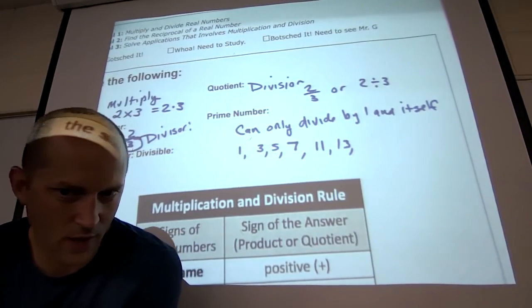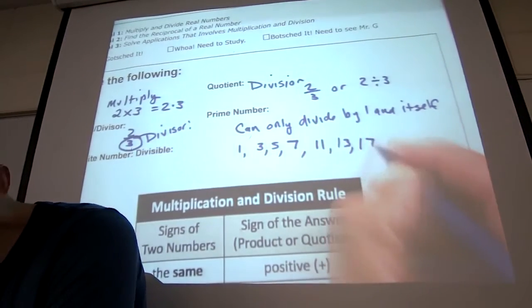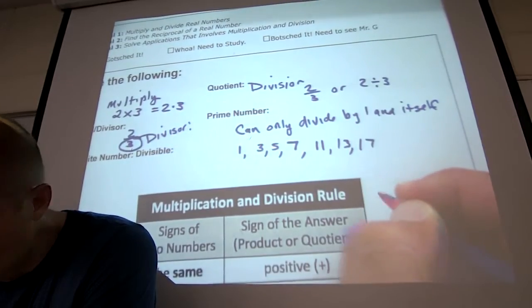No. Taylor is shaking her head. No, it's 5 and 3, right? It's divisible by 5 or 3. But 17 is. 19 is.